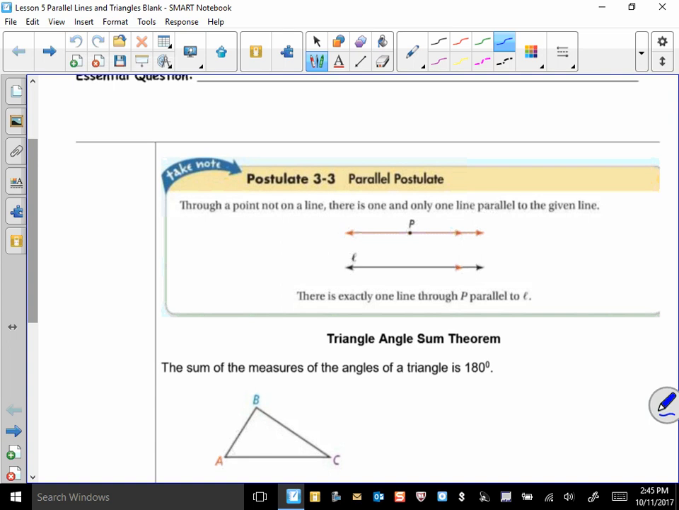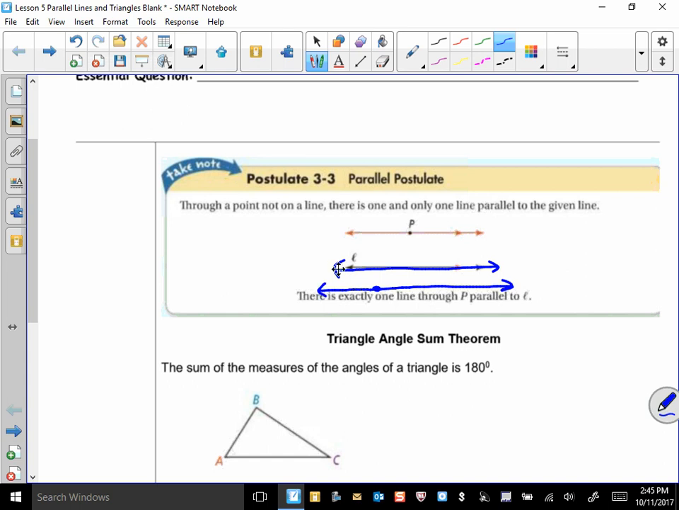So you do need to make a flashcard for this postulate, the parallel postulate, that says through a point not on a line, there is one and only one line parallel to the given line. So let's say our line is L. What this postulate is telling me is that if I pick a point anywhere not on that line, then there's only one line that will go through that point I picked that'll be parallel to L.